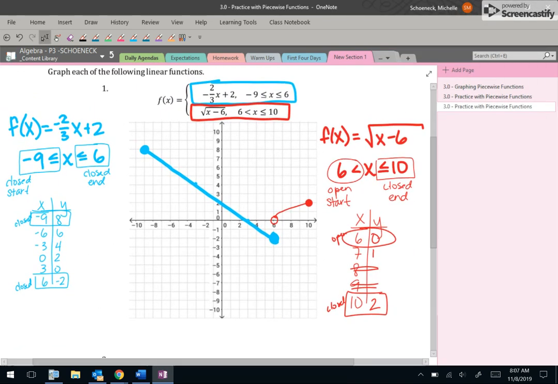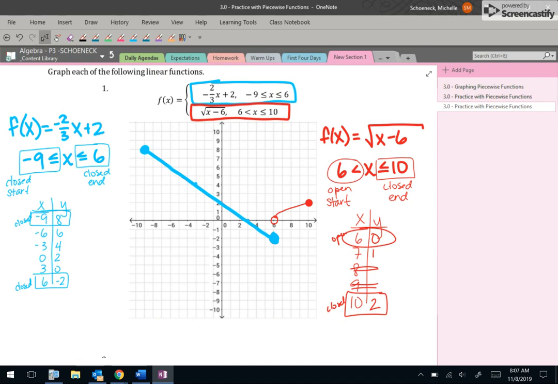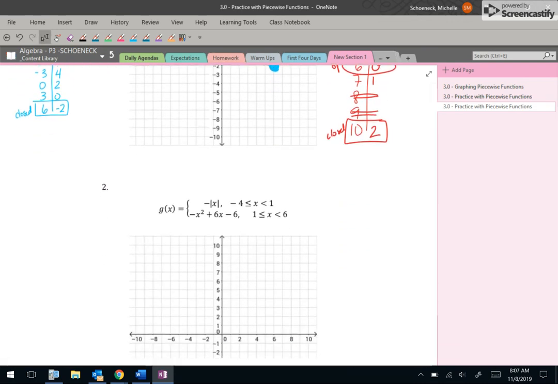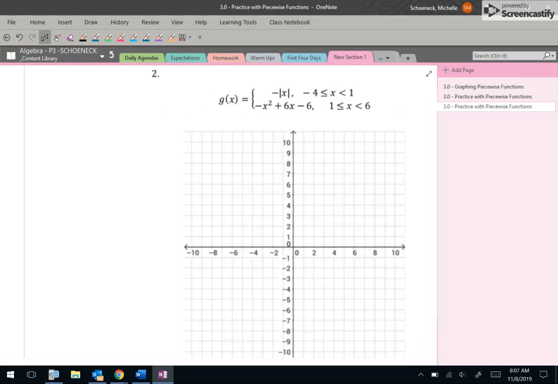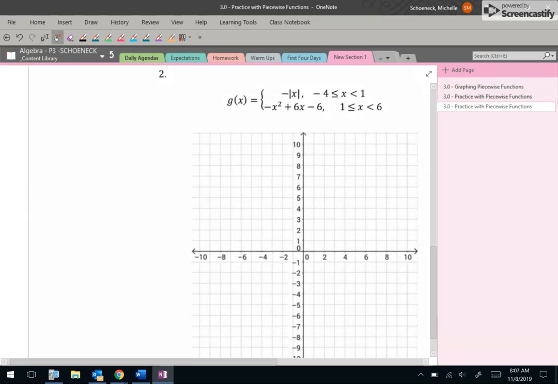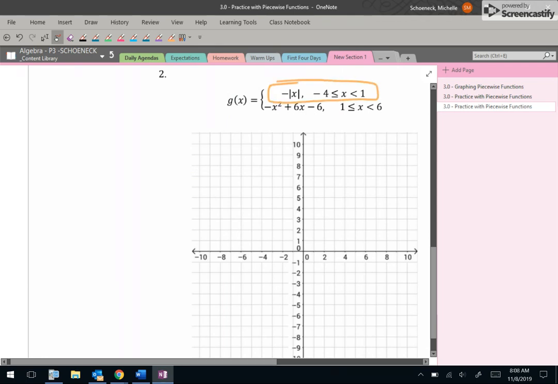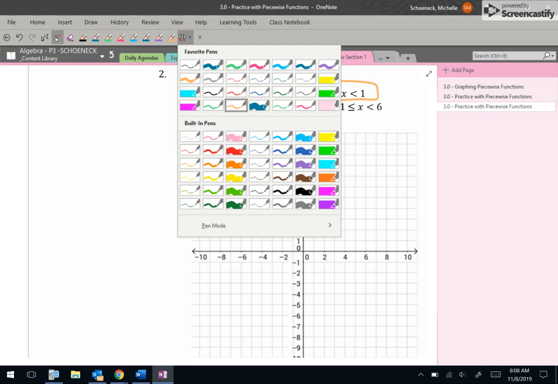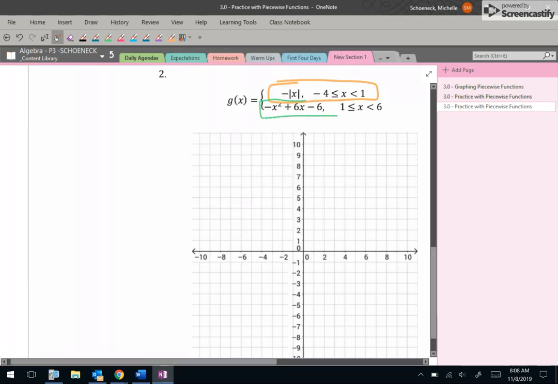Go ahead and try the second example on your own completely. Pause the video, and then you can watch me going through it. Example 2 is g of x, and we'll do it in orange and green.